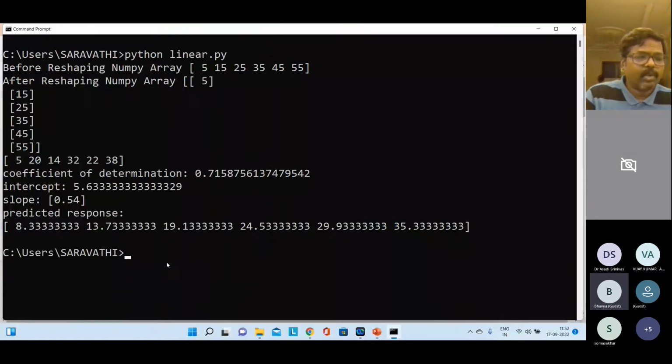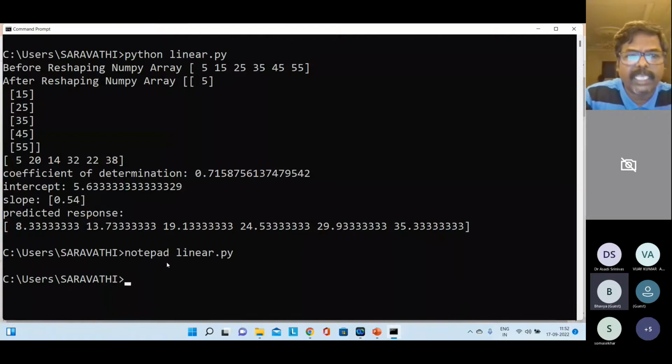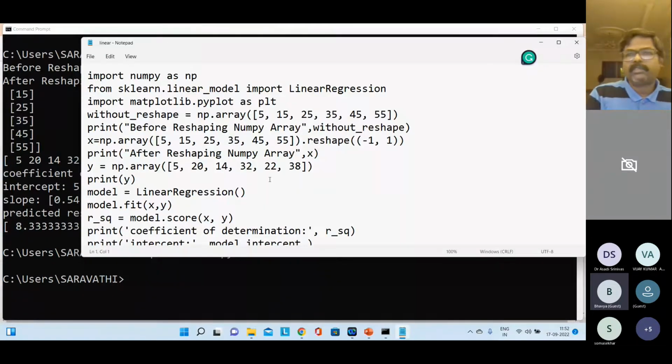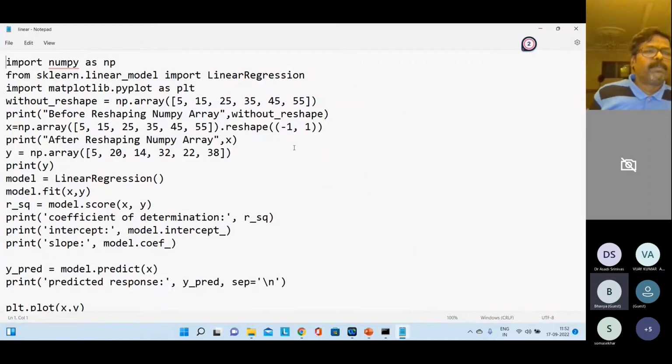If you want to see the code, open notepad, linear.py. If you open it like this, it will open here. See here, I have explained already. Import NumPy. NumPy is a library, a package. All numerics-related applications we can solve under the NumPy package. Why is Python so popular? Because of the rich number of libraries present.